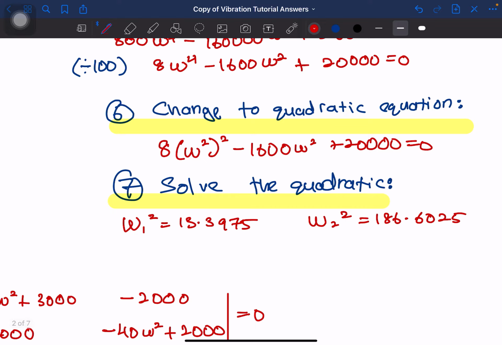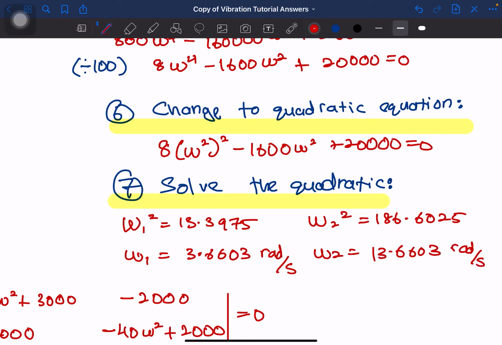And then you want the omega. The question asks you to find the natural frequencies, so meaning omega 1 and omega 2. Solving for omega 1, you get 3.6603 radian per second, and omega 2 to be 13.6603 radian per second. These are your answers for omega 1 and omega 2.